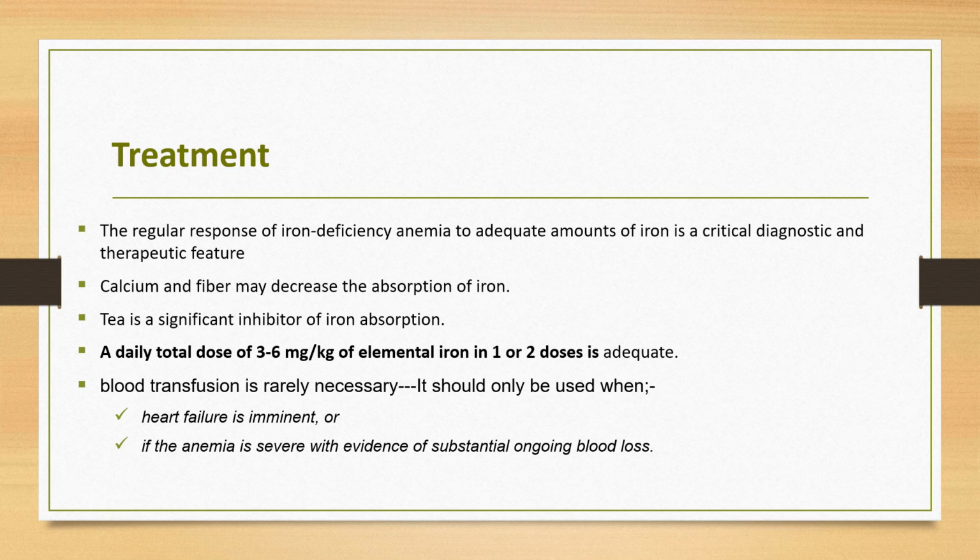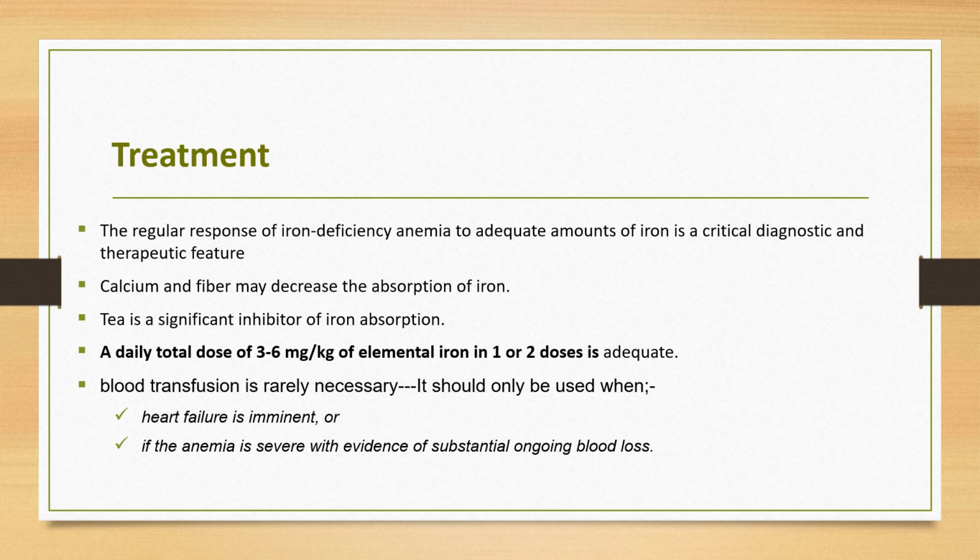Calcium and fiber may decrease the absorption of iron, and tea also significantly inhibits the absorption of iron, so we should not give iron with tea. We should also decrease fiber and calcium during iron supplementation. A daily total dose of 3 to 6 mg per kg of elemental iron in 1 to 2 doses is adequate. Blood transfusion is almost not needed.